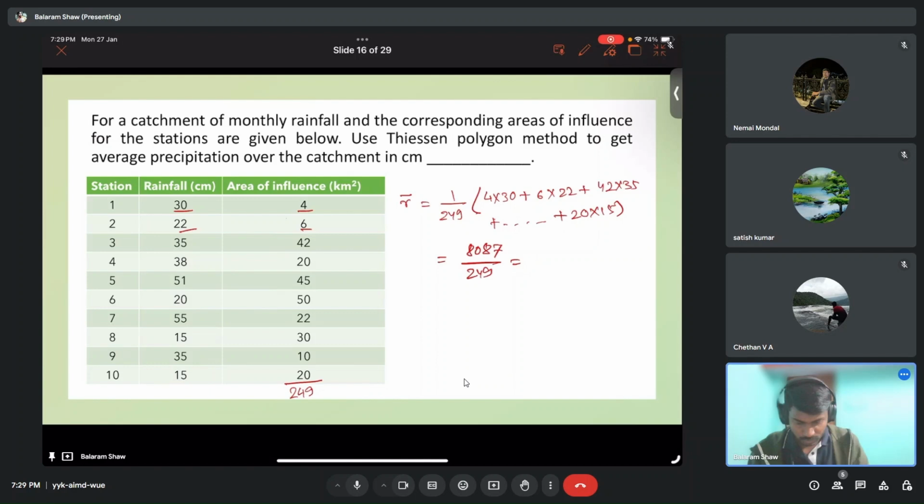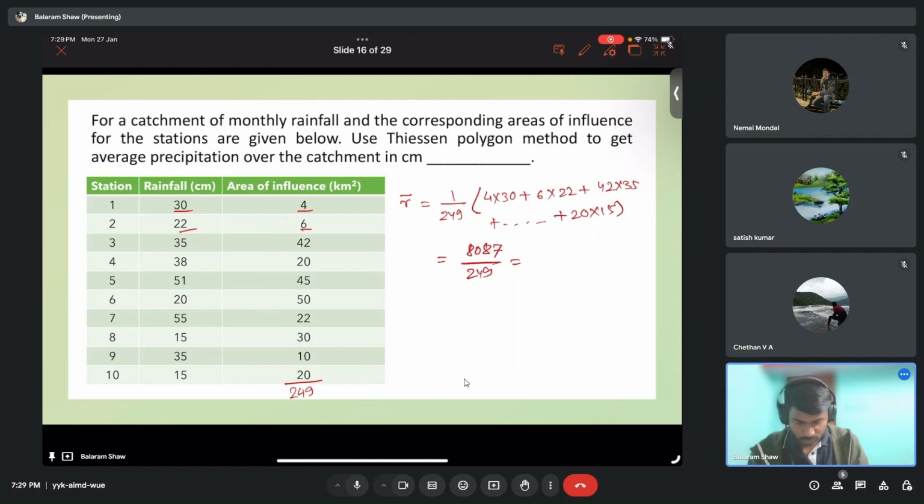I hope you guys are getting similar, right? I hope this is clear. This is simple. You don't have to create polygons because the area of influence is given for each station. Just give the weightage of it. So the answer would be in the range of 31 to 33. If it is in the range of 31 to 33, you're correct. So the average precipitation over the catchment is 32.48 centimeter, let's say 32.5.